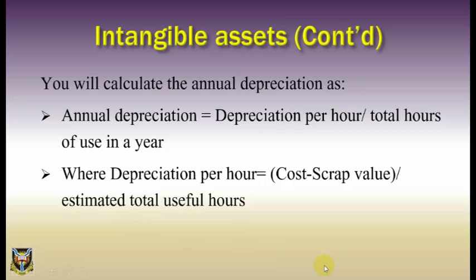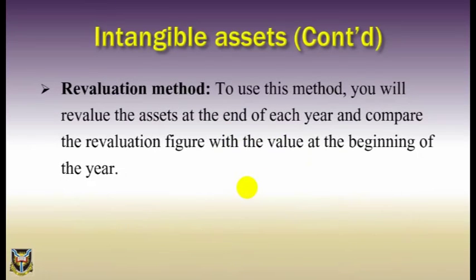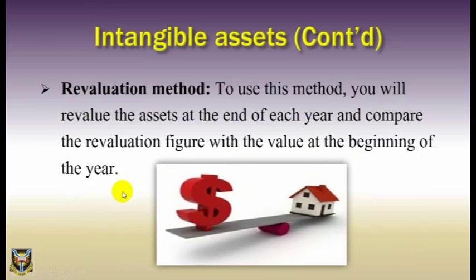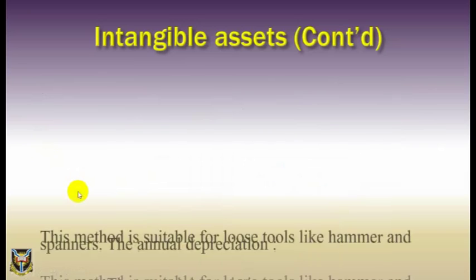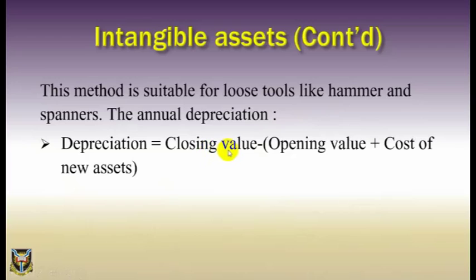5. Revaluation method. To use this method, you will revalue the assets at the end of each year and compare the revaluation figure with the value at the beginning of the year. This method is suitable for loose tools like hammers and spanners. You can obtain the annual depreciation under this method as follows. Depreciation is equal to closing value minus (opening value plus cost of new assets), closed.